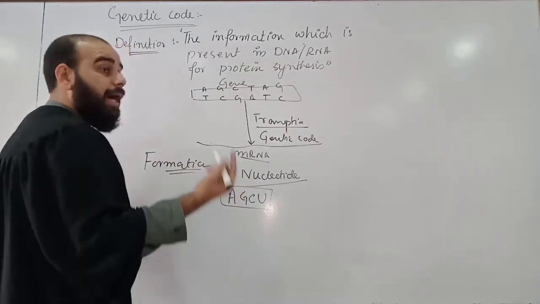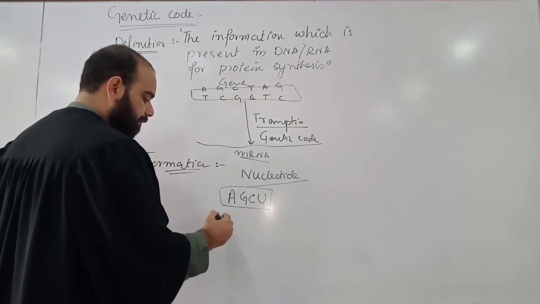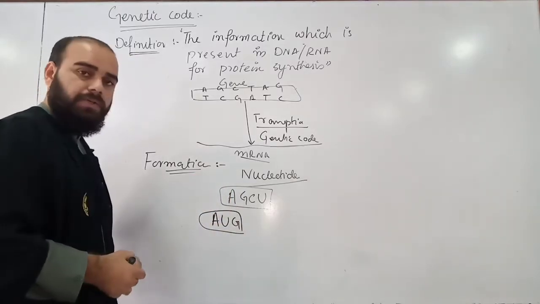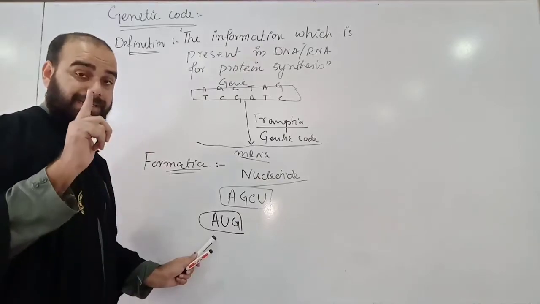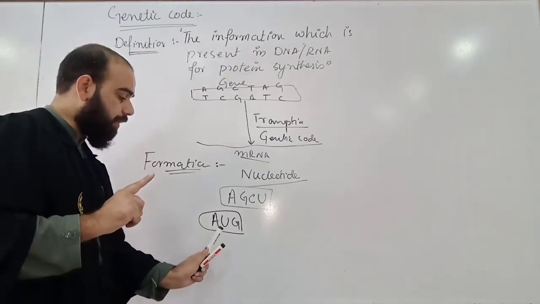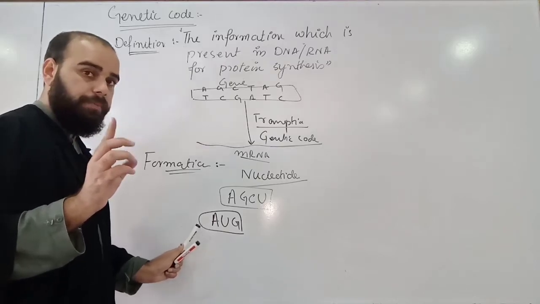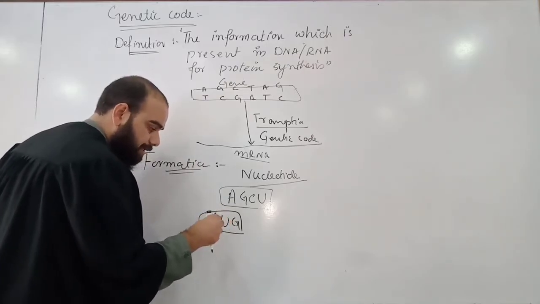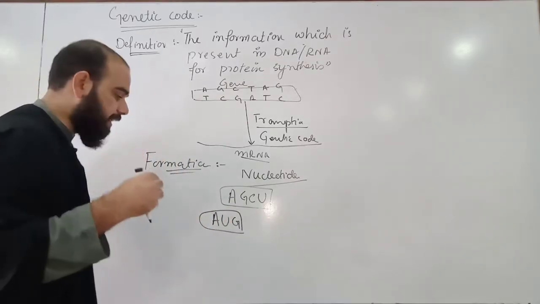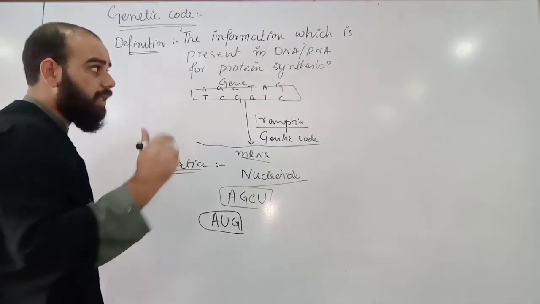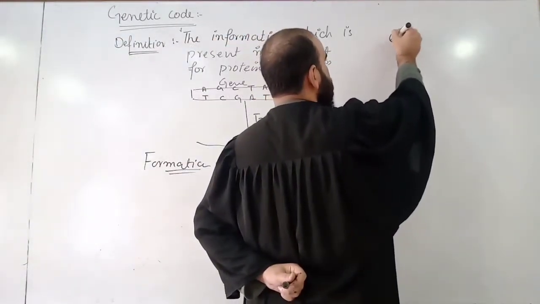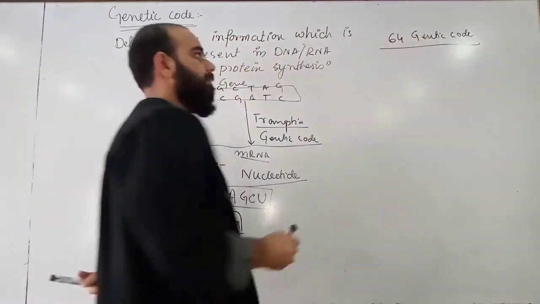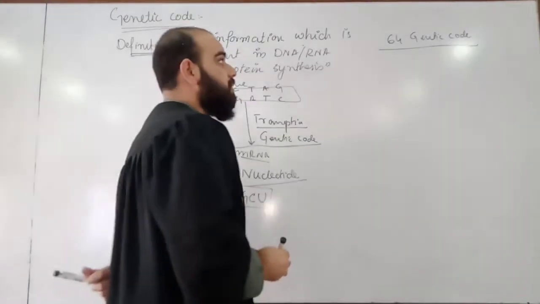Let's suppose we have a genetic code: adenine, uracil, and guanine. This is a single genetic code, and it is made of 3 nucleotides. Point to be noted: this single genetic code is made of 3 nucleotides: adenine, uracil, and guanine. Similarly, we have a total of 64 genetic codes.